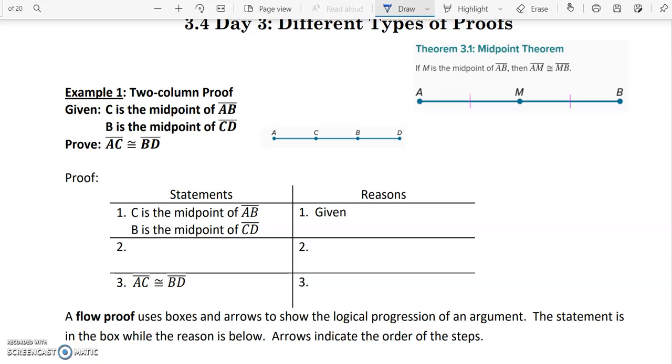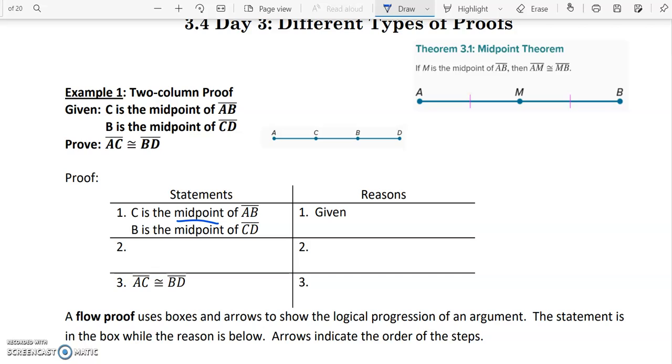So just a reminder that in a proof, statements for a two column are on the left, reasons are on the right. Our first reason is always given. And then we want to look at what's happening from the step right before. Sometimes we can use a step further up to help us further down, and it's not always going to be the one directly above, but for the most part it is.